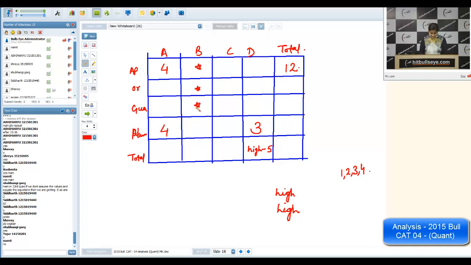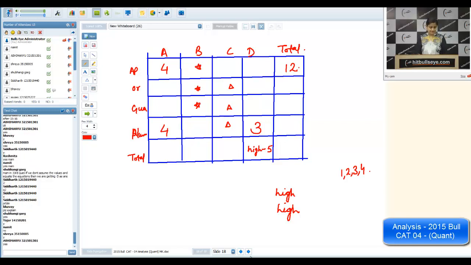And there is one more line, that is, C has an equal number of oranges, guavas and plums. Oranges, guava and plum, we'll put the same number here. Is it okay? That is the thing we are given. Is it okay with you? Yes, guys, that was the thing that was given.